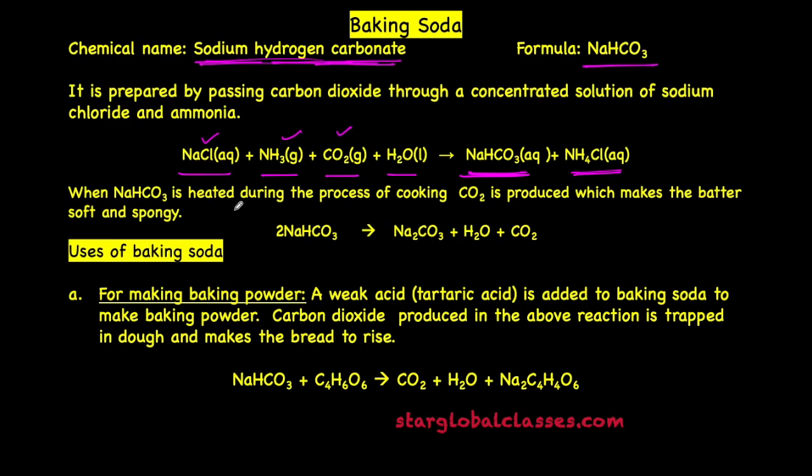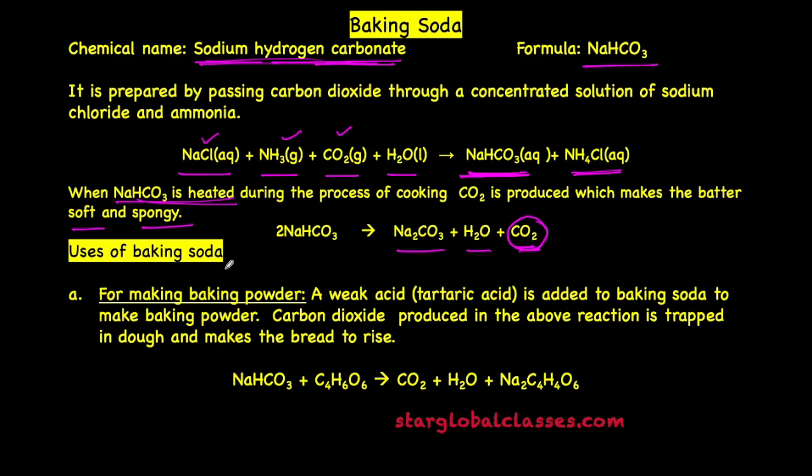When NaHCO3 is heated during cooking, carbon dioxide is produced. If we use NaHCO3 in making some dish, what happens when it is heated? It releases carbon dioxide gas. When sodium hydrogen carbonate is heated, it decomposes into sodium carbonate, water, and carbon dioxide. Suppose you are making a biscuit or cake. This carbon dioxide gas makes space inside the dough and makes it soft and spongy.